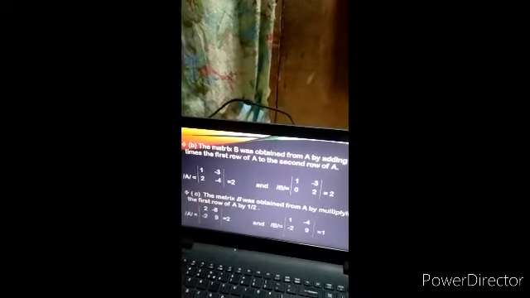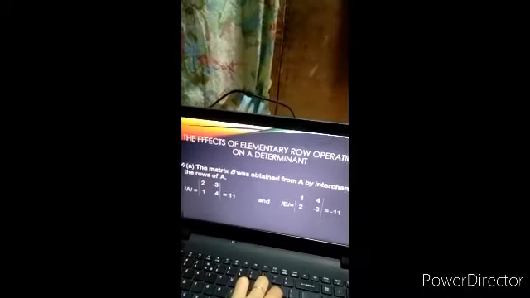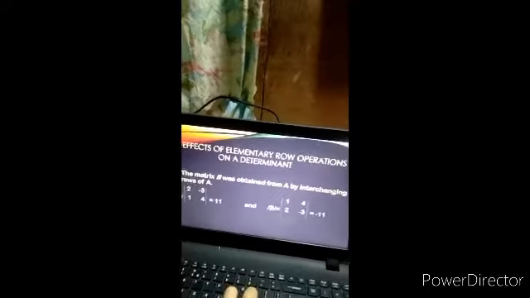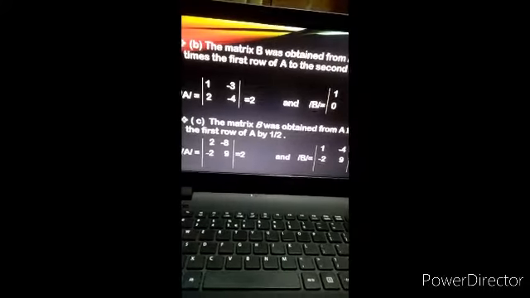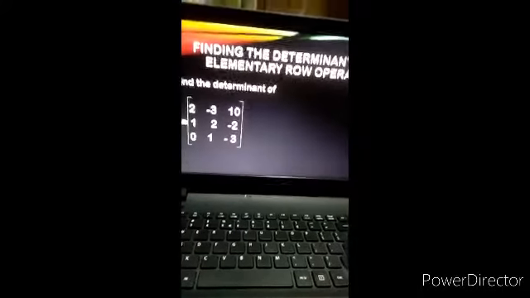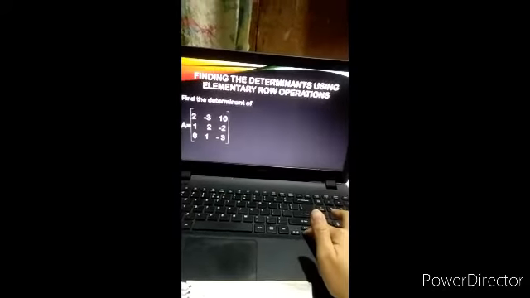Okay, those are the effects of elementary row operations on a determinant. Now we are going to find determinants using elementary row operations. Find the determinant of this 3 by 3 matrix.